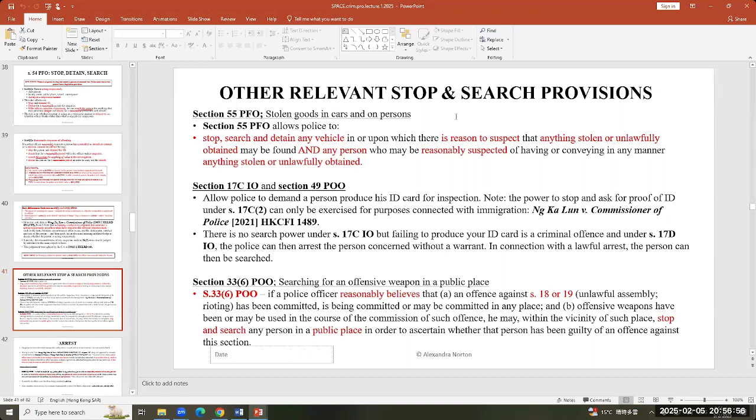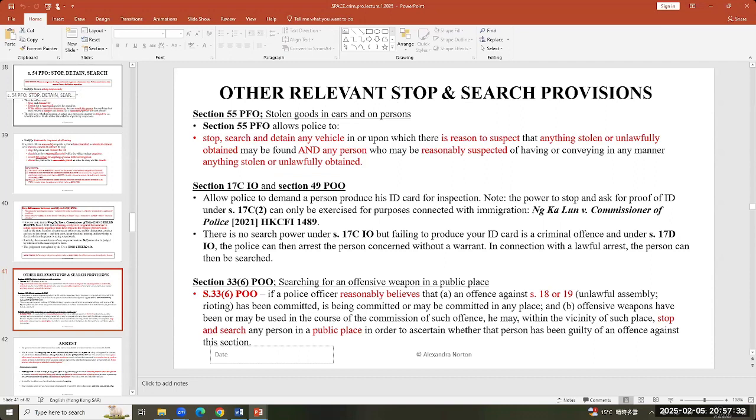But this case of Nka Lun establishes that this power only exists in connection with an immigration-related offense. So in other words, they have to suspect that some kind of breach of stay provision has been breached in order for them to stop and ask for ID. There is no search power under this section, but if the person who is stopped doesn't produce their ID card, then under 17D, they can be arrested. And as part of that power of arrest, obviously the police have the power to search as well.